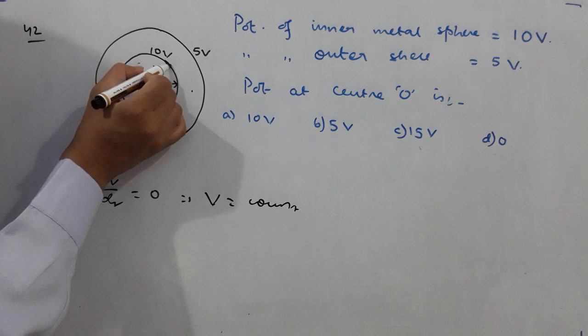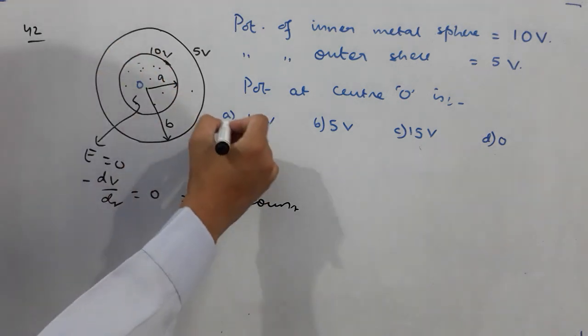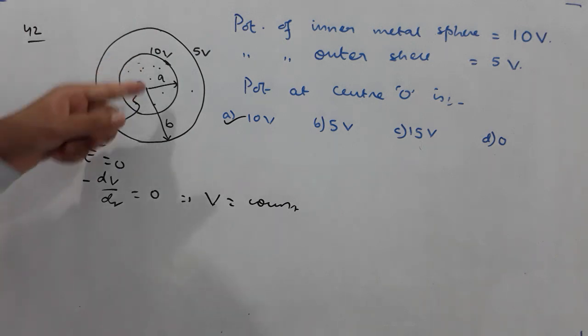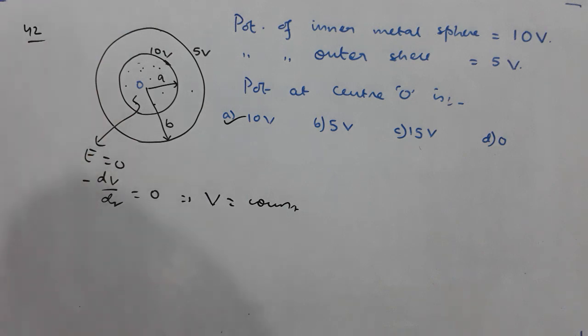Now what is the potential at this surface? It is 10 volt. So the correct answer will be how much? 10 volt. It's as simple as that. So you must be very clear regarding finding these potentials, where the potentials will be constant and where they will not. So potential will be constant in a region where electric field is 0.